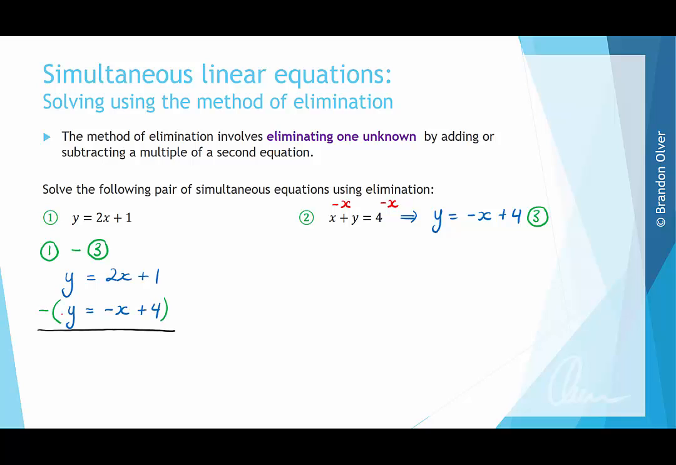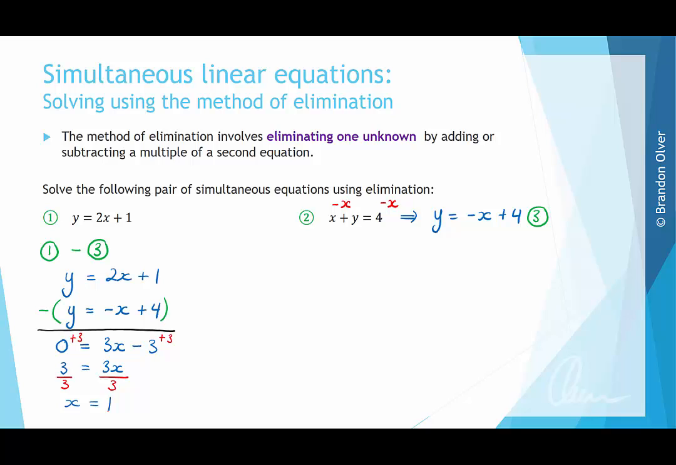So y subtract y on the left-hand side will give 0y, or just 0. And that's going to be equal to, on the right-hand side, 2x subtract negative x, which will give 3x. And then we're going to have 1 subtract 4, which will be negative 3. Now we just have a simple linear equation to solve involving one variable. So we're going to start by adding 3 to both sides. And that will give us 3 is equal to 3x. And then if we divide both sides by 3, we'll get x by itself, and we'll find x is equal to 1. So that's the same as what we found using substitution method, so that's a good start.